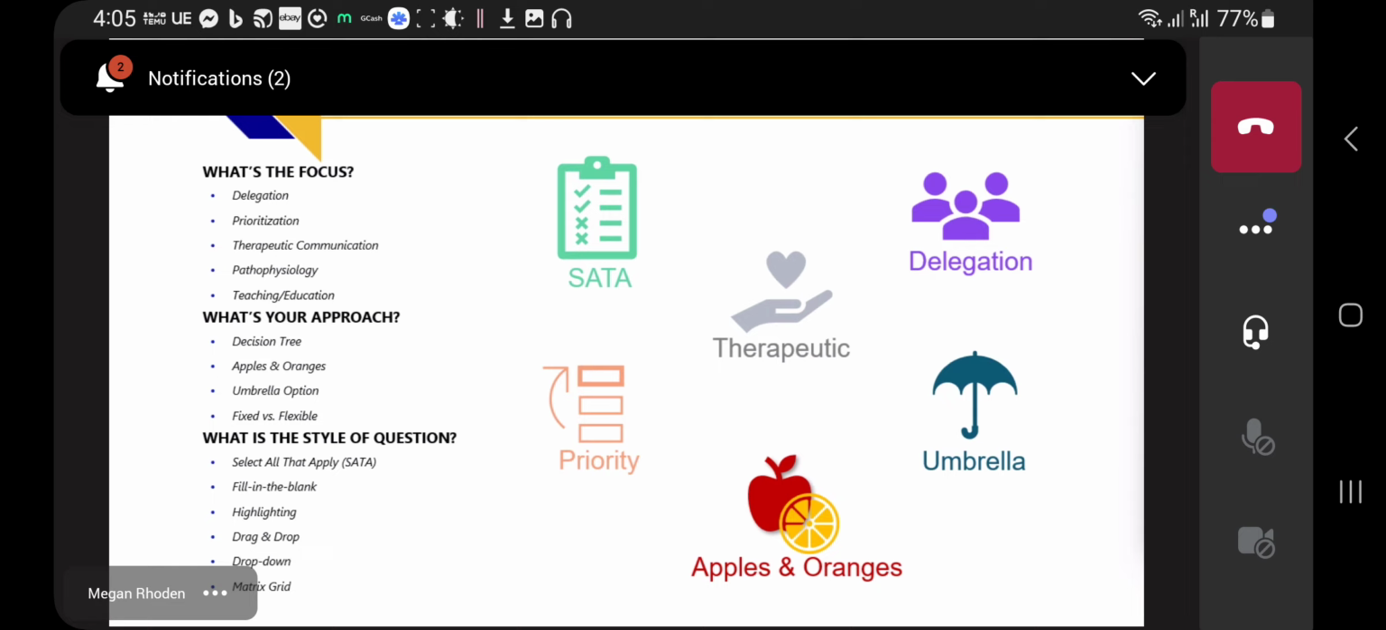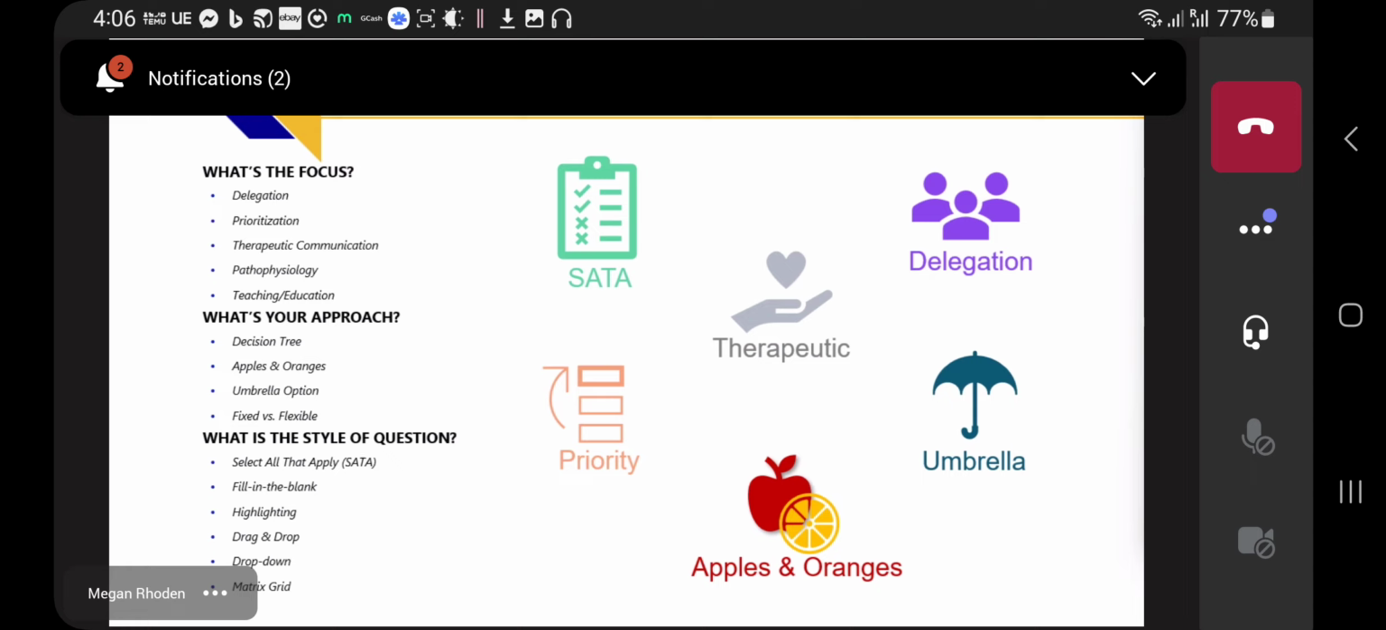Do they want to see if we can delegate? Do they want to see if we can prioritize? Do they want to see if we can... I apologize for sneezing. Do they want to see if we can therapeutically communicate? Do they want to know if we know the pathophysiology of a disease process? Or do they want to know if we can provide a teaching or an education plan to a client? So you have to ask yourself, what's the focus?